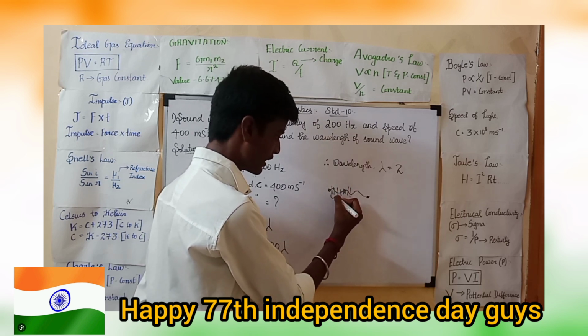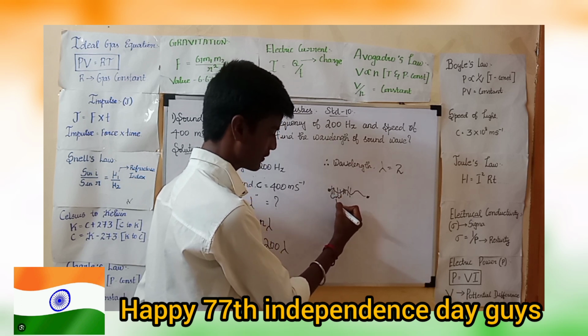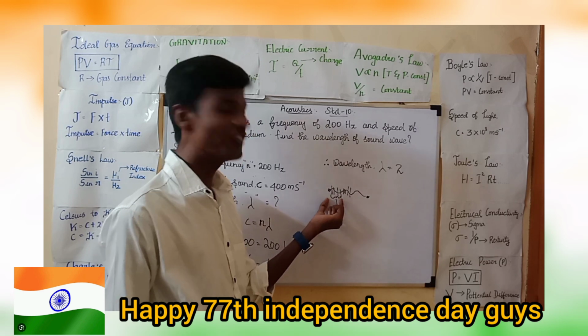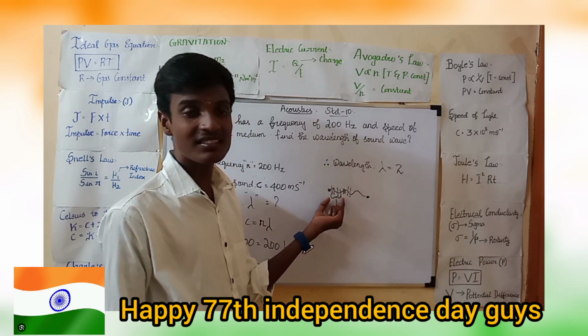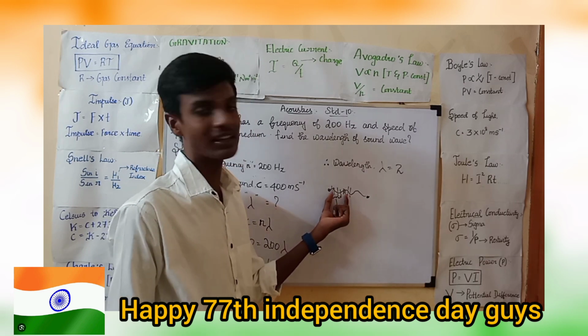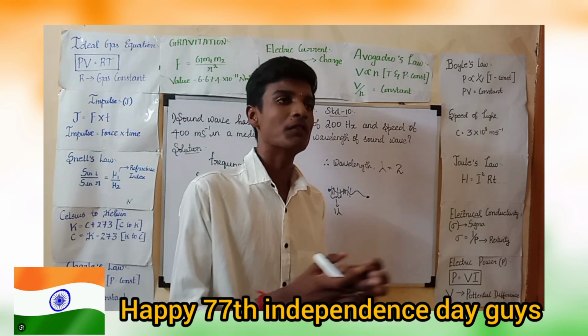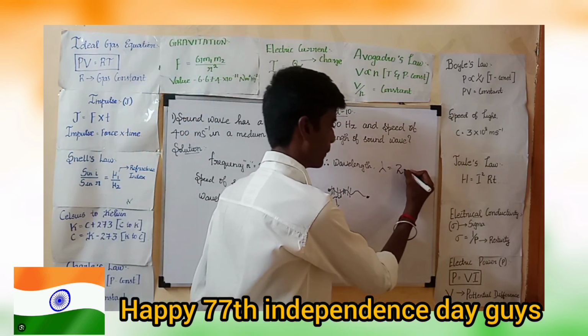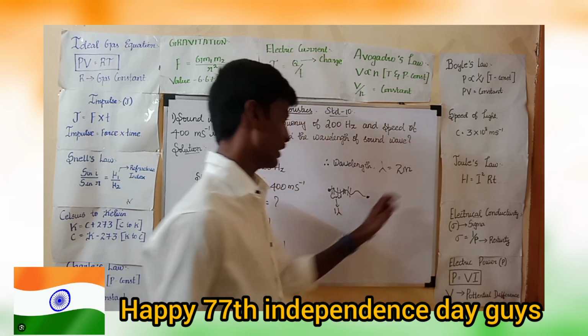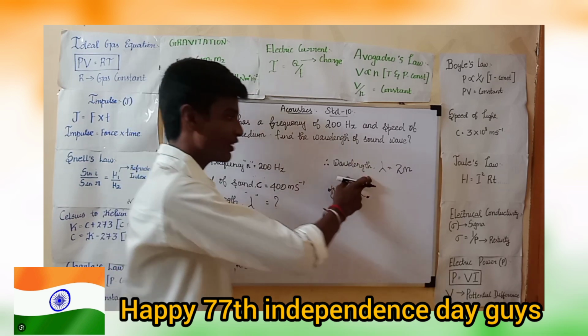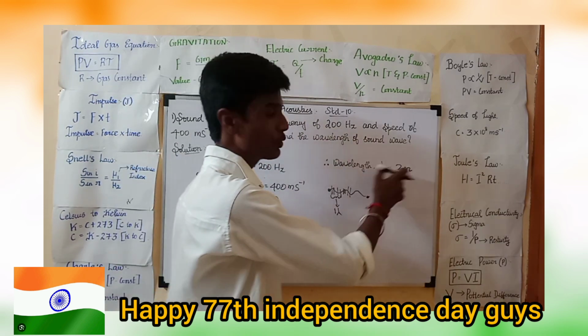One compression and one rarefaction is known as 1 lambda. That is one wavelength. Here it refers to the length, that is the distance between the compression and rarefaction. For distance we use the unit meter, so here we refer to it as 2 meter. Therefore the wavelength of the sound wave is 2 meter.